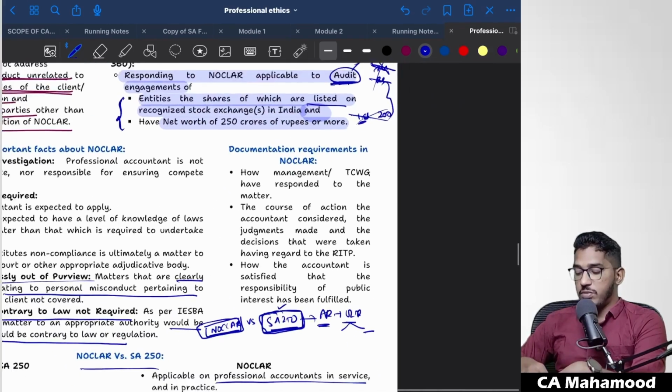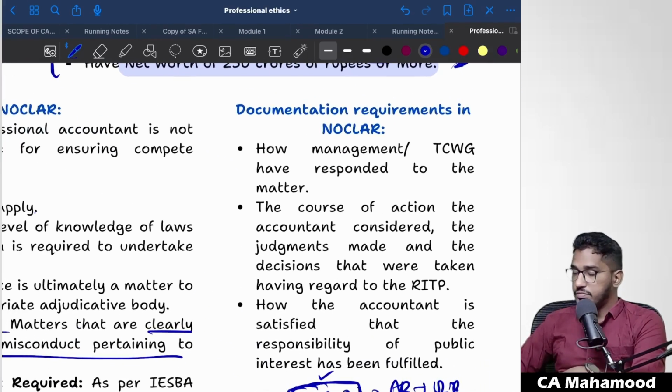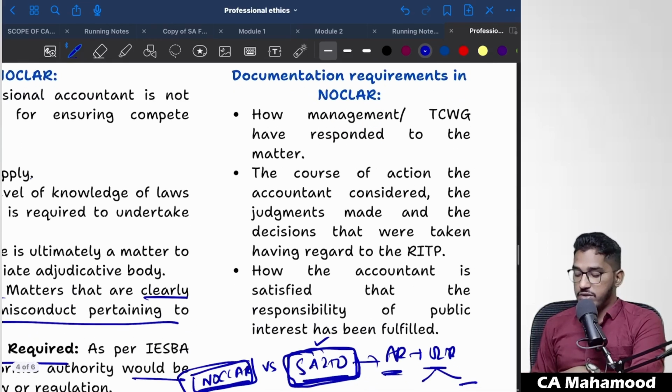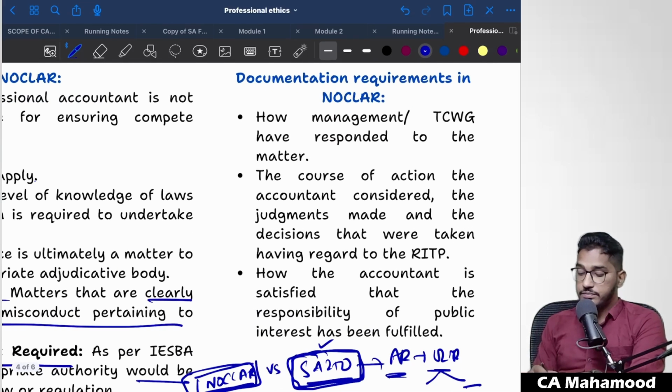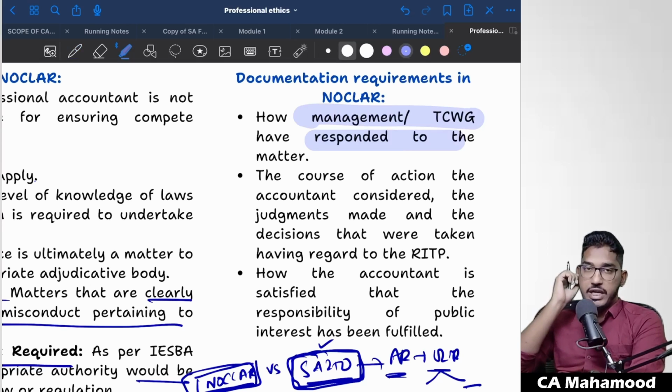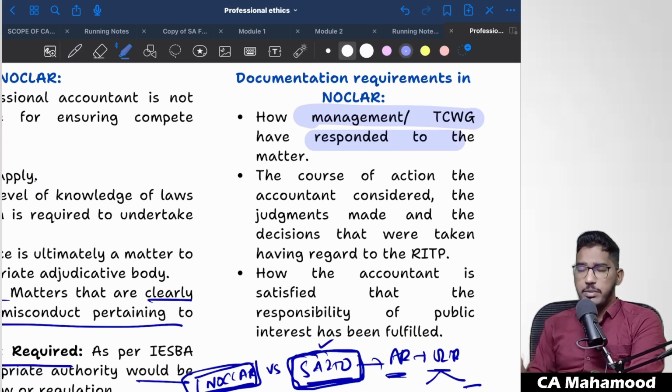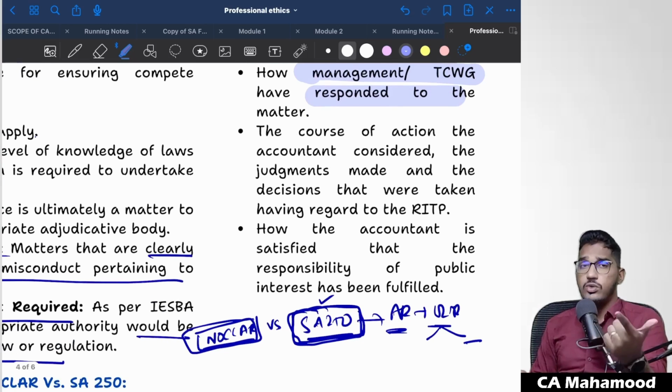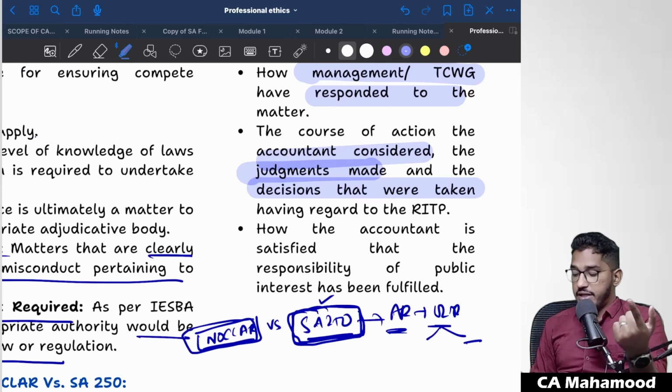Then finally we have some documentation requirements as per NOCLAR. With respect to NOCLAR, certain matters you have to include in the documentation. What are they? How management or those charged with governance responded to the matter. So if you communicated the non-compliances to management or those charged with governance, what responses you have got, you have to document it. The course of action the accountant considered, the judgments made, and the decisions that were taken having regard to the reasonable informed third party test.